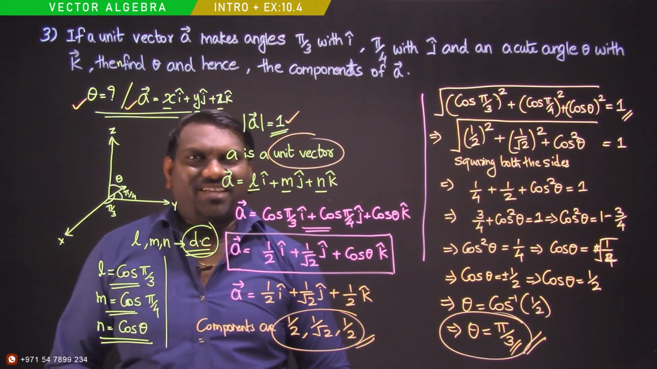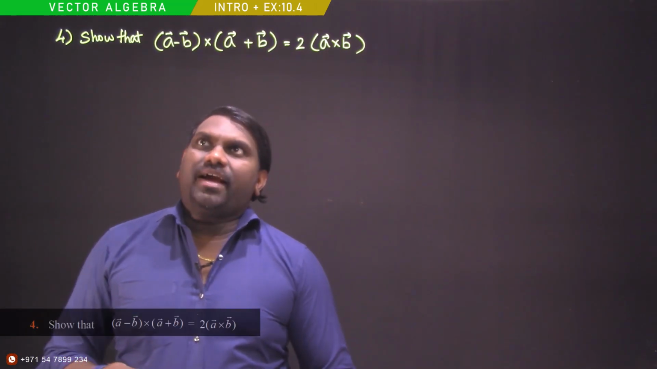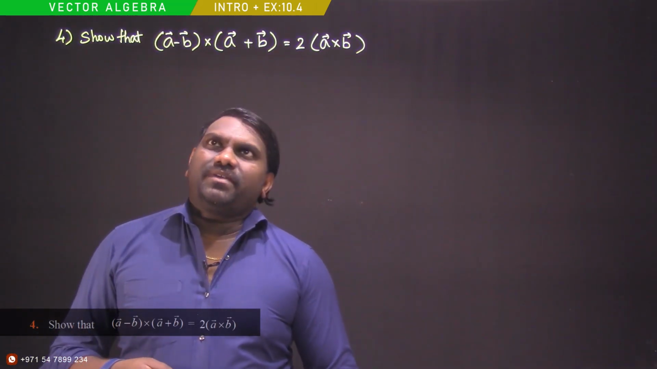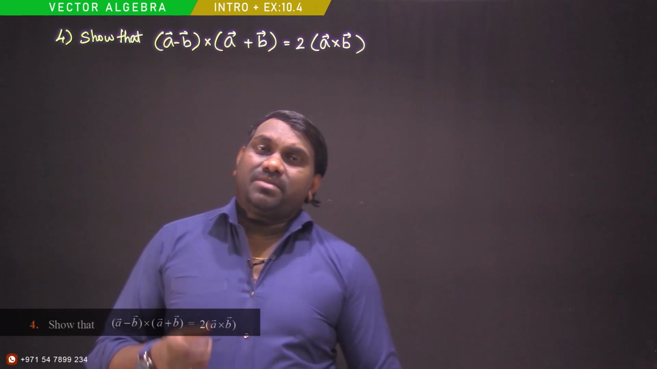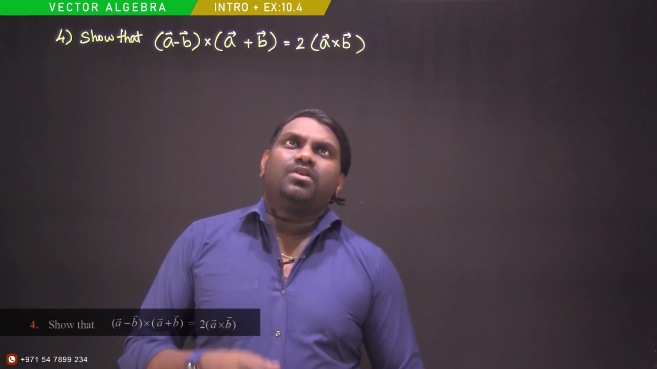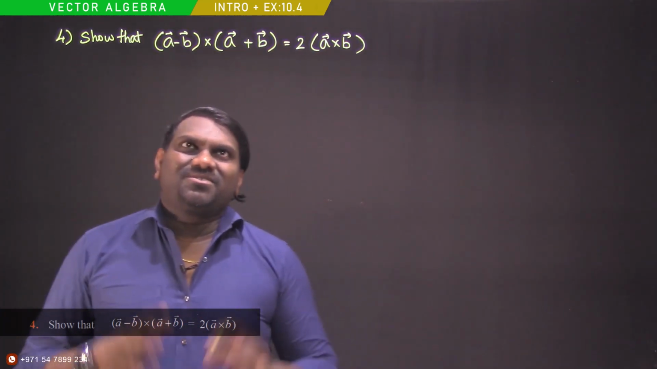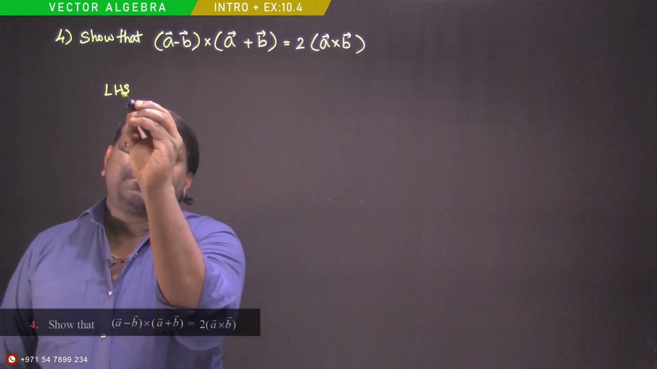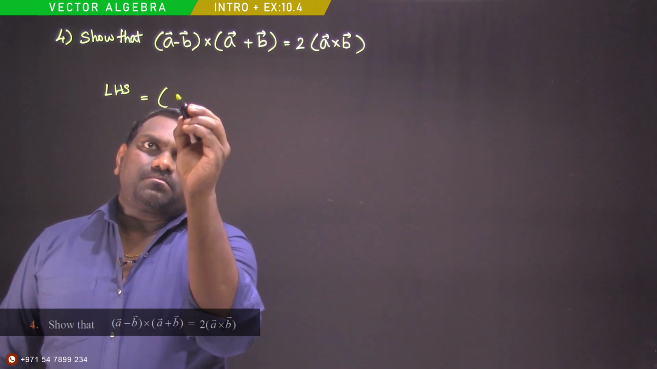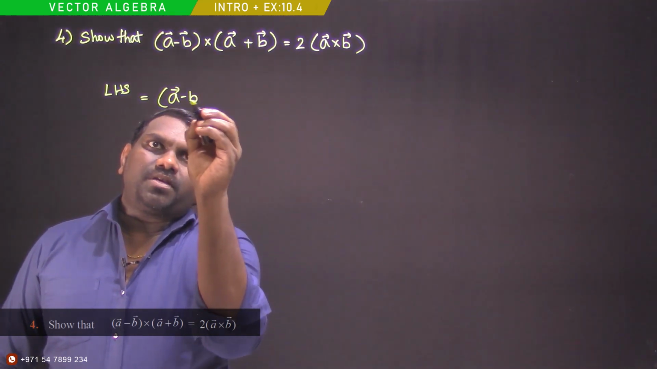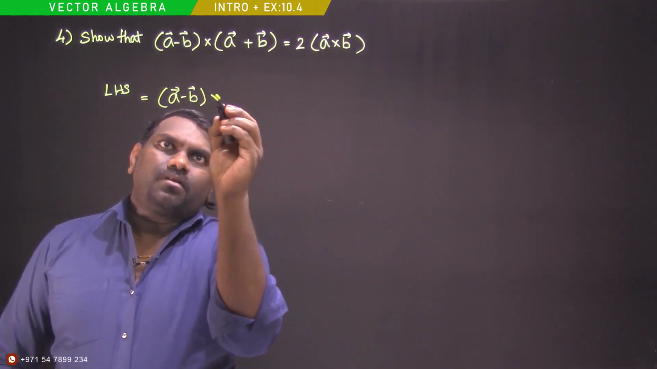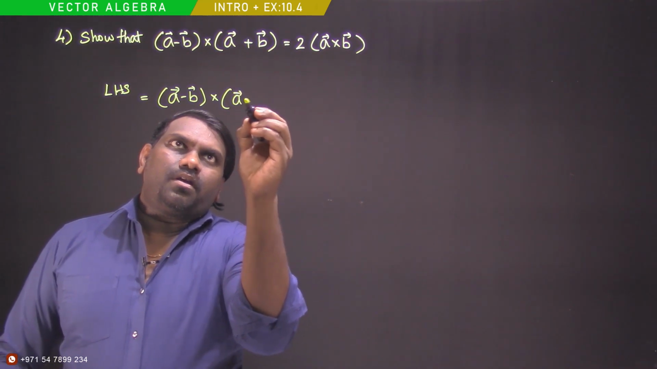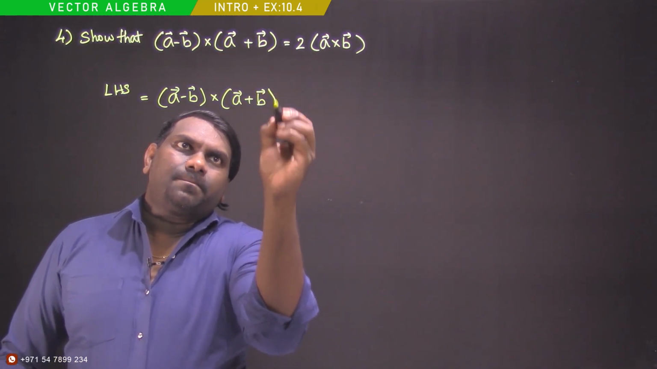Moving on to the fourth one then. Fourth question dear: show that a vector minus b vector cross a vector plus b vector is equal to 2 into a vector cross b vector dear. So we need to show that. Okay, let's take LHS then. A vector minus b vector into a vector plus b vector.